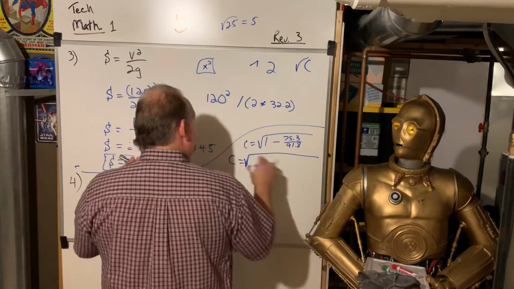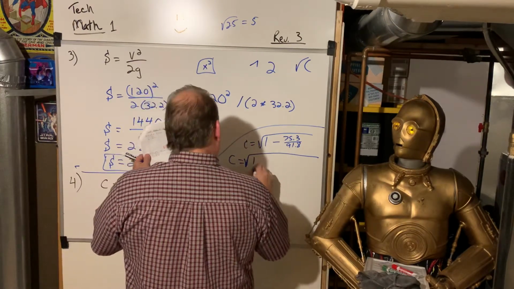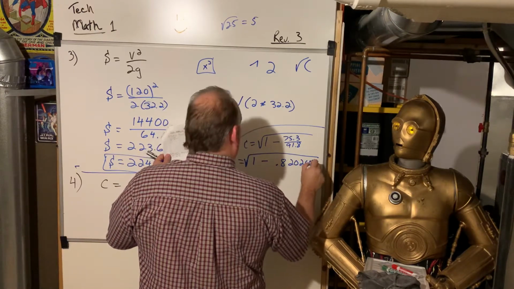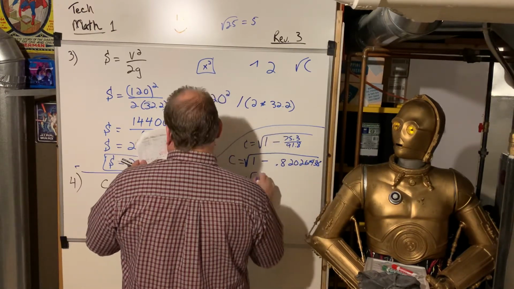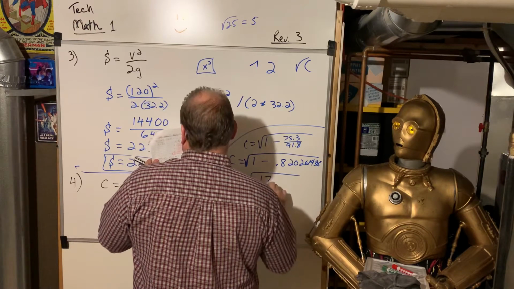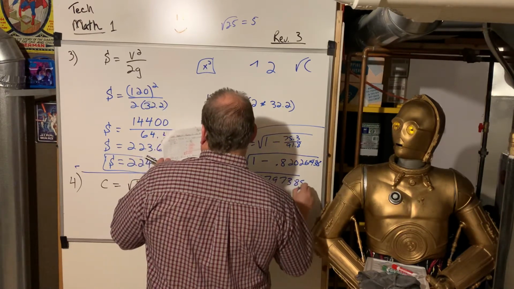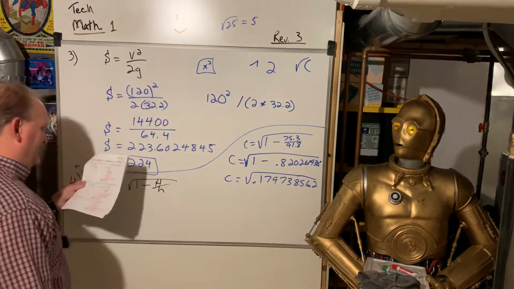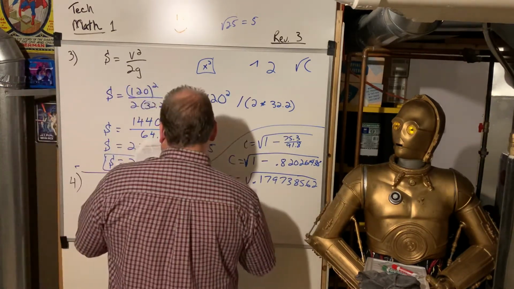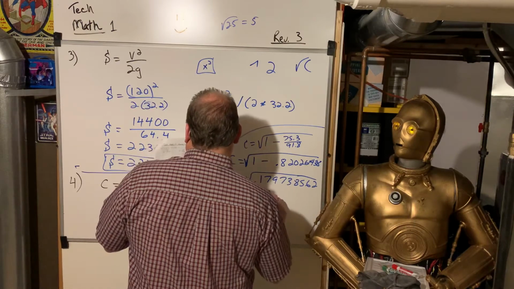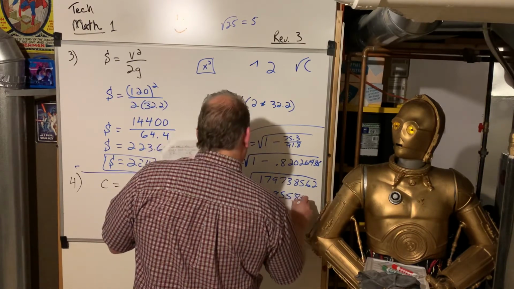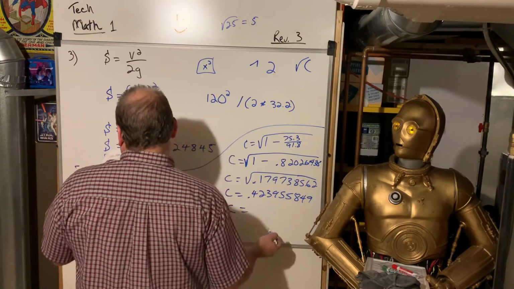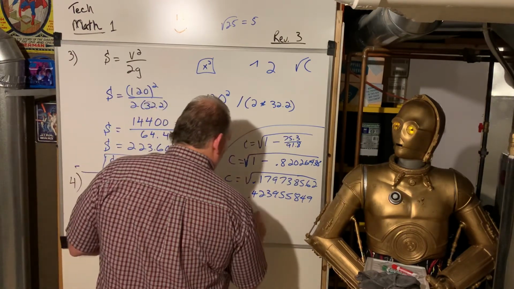So this would be 1 minus 0.820261438. I did not round at all. That gives 0.1797562, and then you take the square root of that number, and that gives you 0.423955849. And then if you round that to 3 decimal places, that's 0.42.